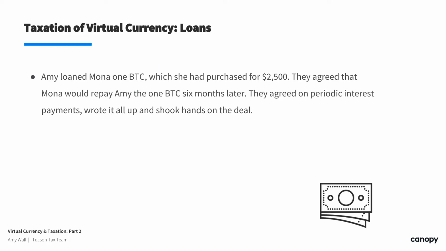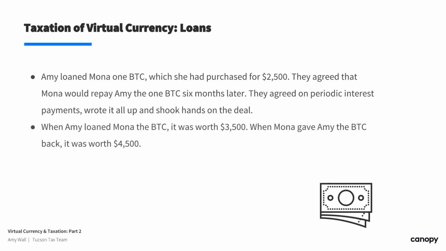Now, I haven't evaded anything because the reality here is that my basis is still $2,500. I have to certainly report the interest payments as I receive them, whether it's in virtual currency or actual dollars, but my basis is still $2,500. My basis has not magically increased simply because I loaned it to someone. And that's what this person who asked the question didn't really understand.